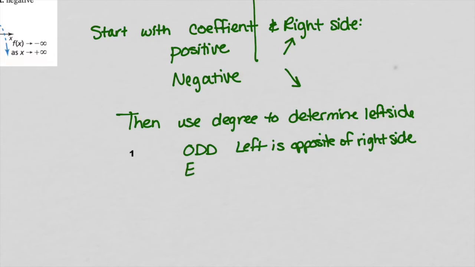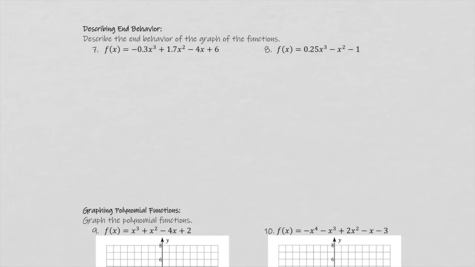Okay, but if the power is even, like it's a quadratic, so it's squared, or to the fourth, the left side does the same as the right side. So if the right side goes down, the left side goes down, and if the right side goes up, the left side goes up. So let's try this in our notes.